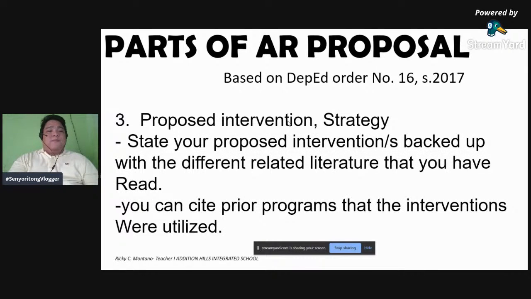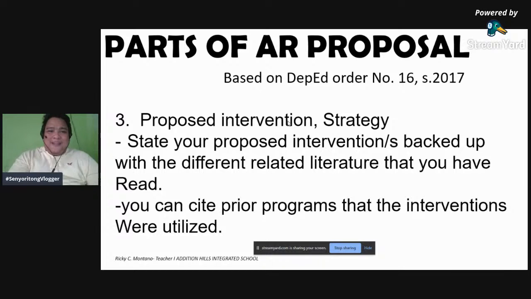Right. So next is the proposed intervention strategy. So in this part, state your proposed intervention backed up with different related literature that you have read. So of course, just like in any other studies, why did you come up with this study?